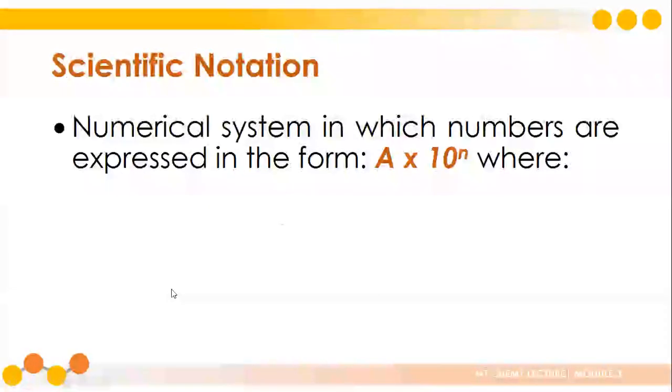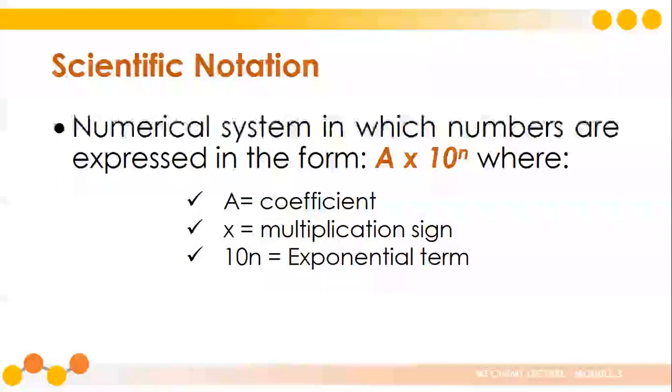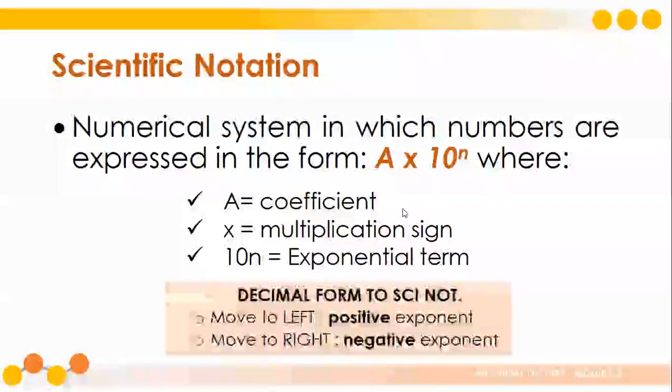Scientific notation is a numerical system in which numbers are expressed in the form a times 10 raised to n, wherein a is the coefficient, x is the multiplication sign, and 10 raised to n is the exponential term. We use scientific notation in times wherein we have a lot of zeros in our answer, and we want to compact it to the most significant numbers. So when you move the decimal point to the left, the exponent should be positive. When you move to the right, the exponent should be negative.